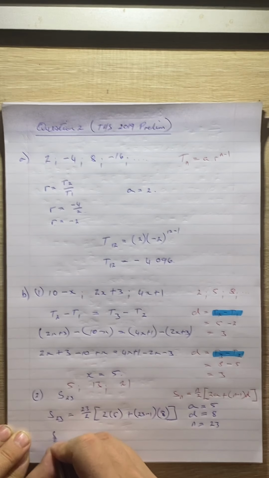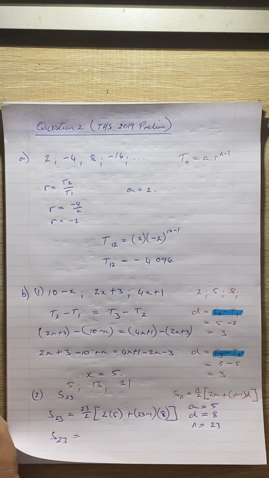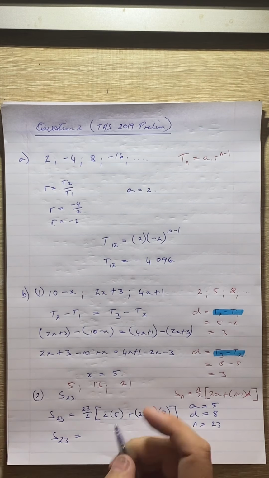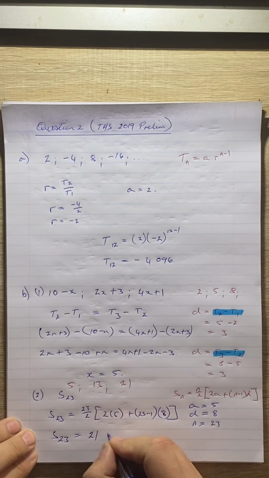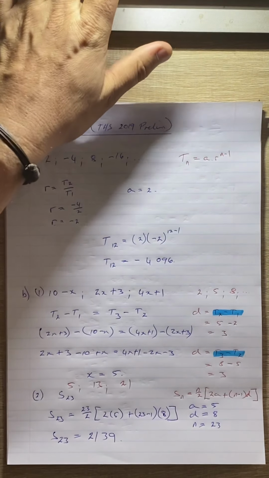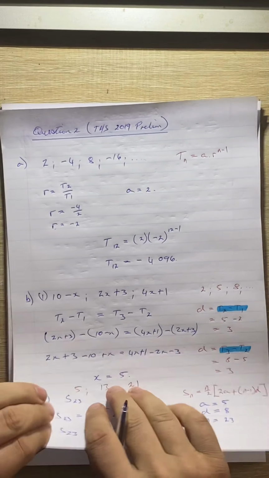And then you can just plug that on the calculator and get an answer. So I'm just going to do that quickly. And we get an answer of 2,139. Okay. Sorry, I just need to scroll up here. Right, question C.